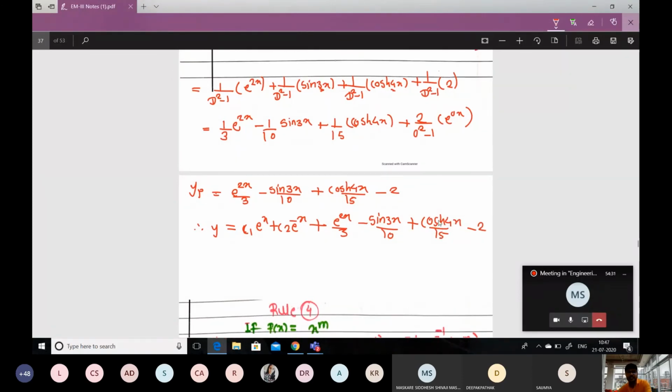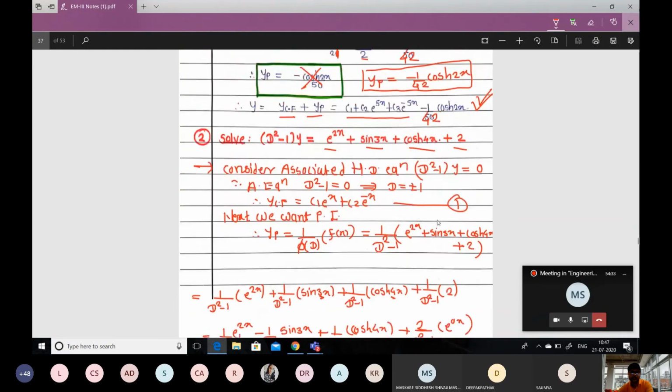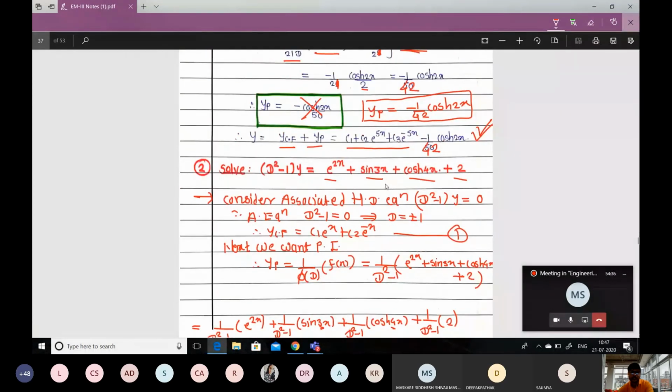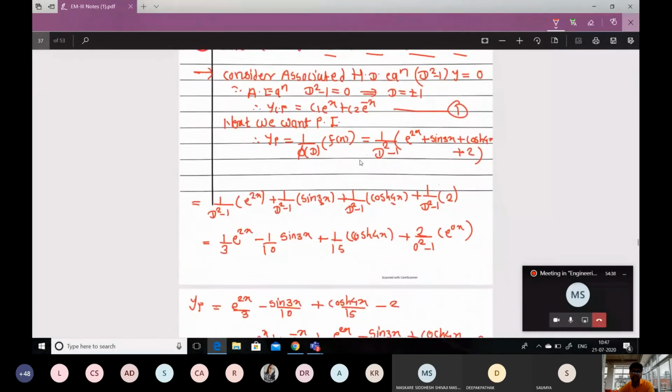Okay, now you can see the importance of the shortcut method. This example looks very lengthy, but in fact when we solve it, we get the answer in just 5 to 6 steps.